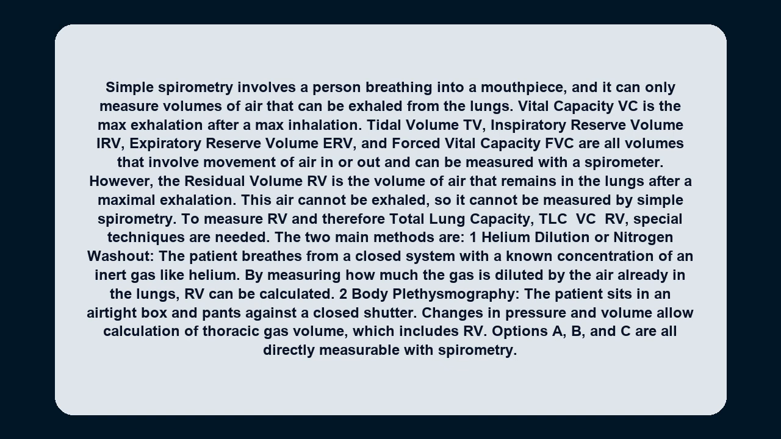The patient breathes from a closed system with a known concentration of an inert gas like helium. By measuring how much the gas is diluted by the air already in the lungs, RV can be calculated. 2. Body plethysmography. The patient sits in an airtight box and pants against a closed shutter. Changes in pressure and volume allow calculation of thoracic gas volume, which includes RV. Options A, B, and C are all directly measurable with spirometry.